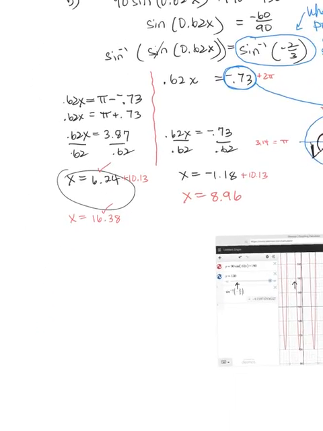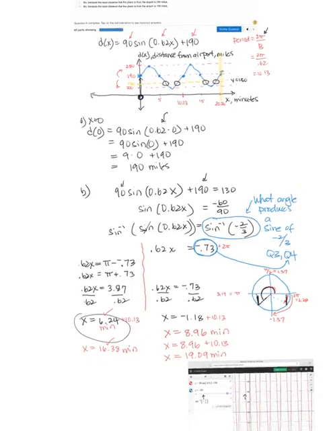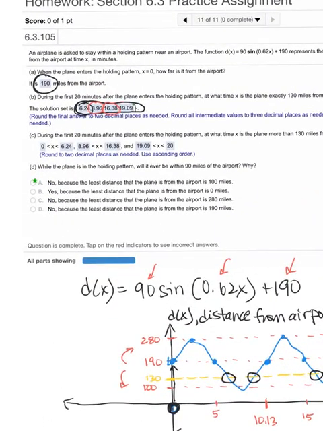Well, remember, that 10.13 doesn't happen just one time. It keeps on going. Every 10.13 minutes, we're going to see that distance. So if I add 10.13 again, as long as I'm under 20 minutes, I should still use that as an answer. And when I did this, I got 19.09. Is it up here? There it is. There's the 19.09 minutes. That is one of my solutions. Okay, so that's how you find those solutions.